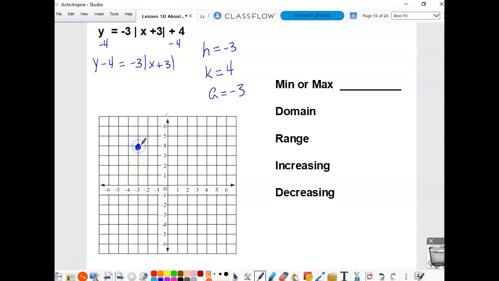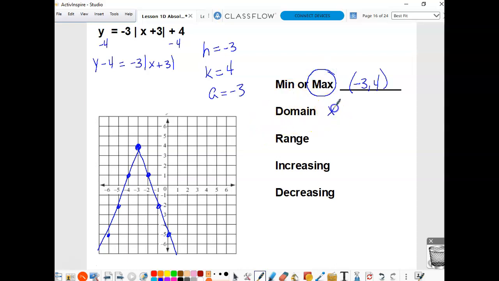And I know it's going to open down, so I'm going to go down 3 and over 1. Down 1, 2, 3, and over 1. And then I do the reflection of those points, basically. And I have a skinny graph that opens down with a vertex of negative 3, 4. So my vertex is negative 3, 4, but this time, because it opens down, it is a maximum.